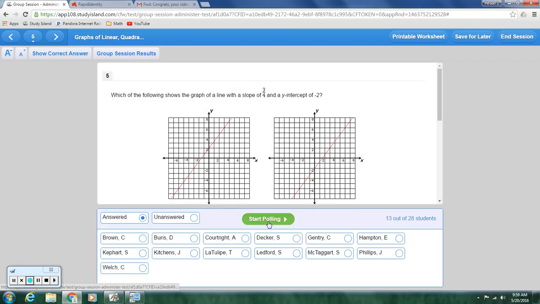Alright, next question. Alright, here's another one. I was looking at it a minute ago. Which of the following shows the graph of a line with a slope of 3/4 and a y-intercept of -2? Y-intercept of -2, a slope of 3/4. You'll start at -2 and use that slope. So up 3, right 4, it's a positive slope. So up 3, right 4, start at -2 on the y. Not the x, but start at -2 on the y.